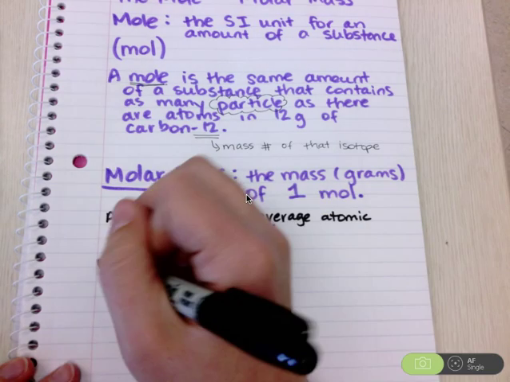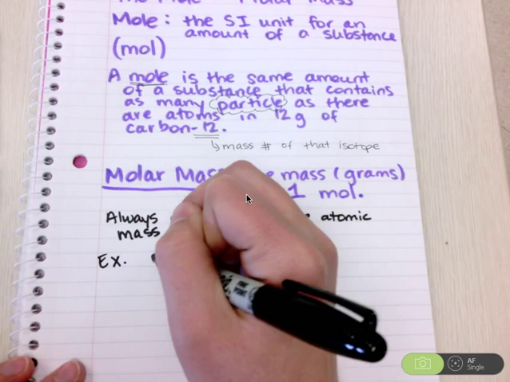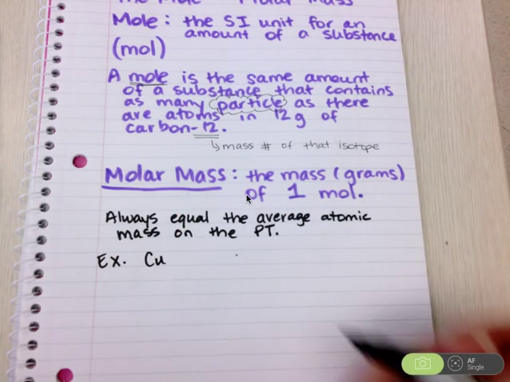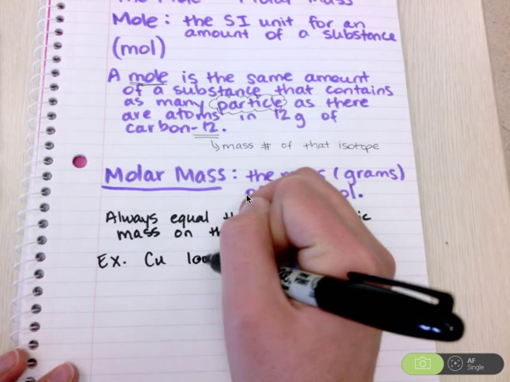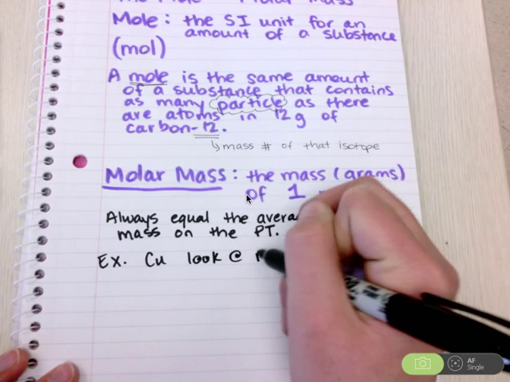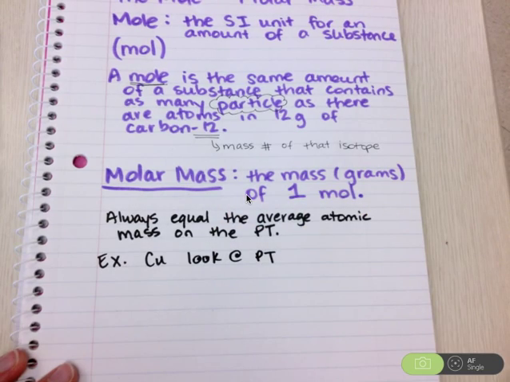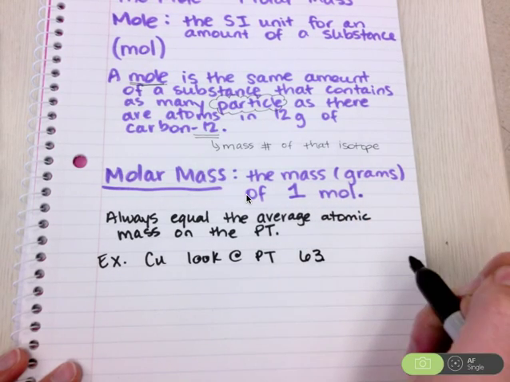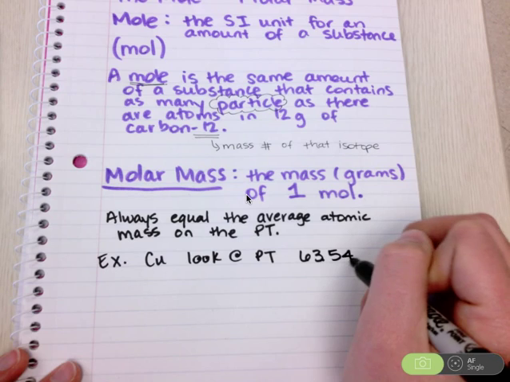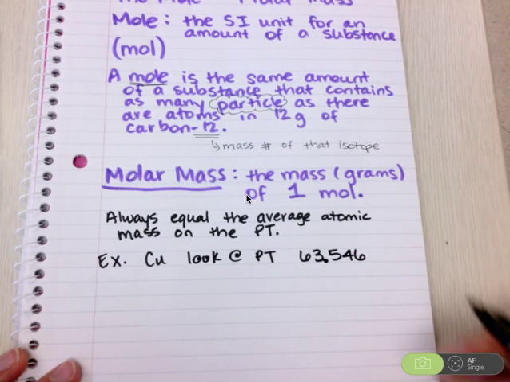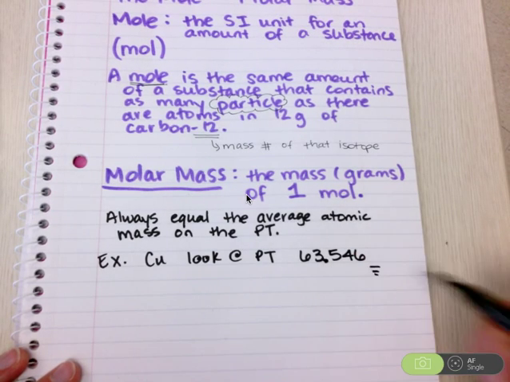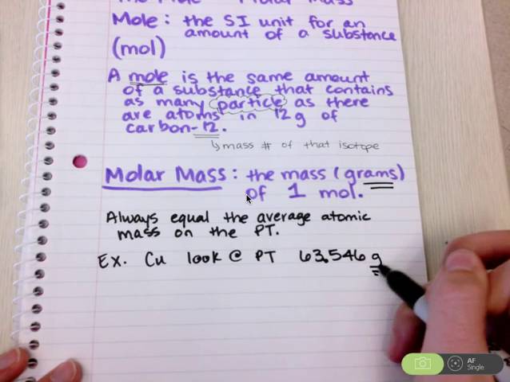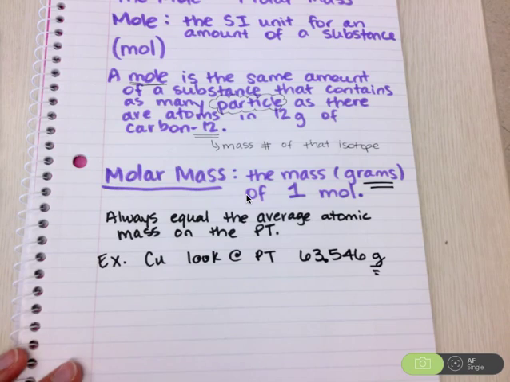So let's do a few examples. If we have an example, let's say, what's the molar mass of copper? You simply look at your periodic table, and it says 63.546. What would my units be right here? Well, it's a mass, and mass is measured in grams. So we put a g after it.